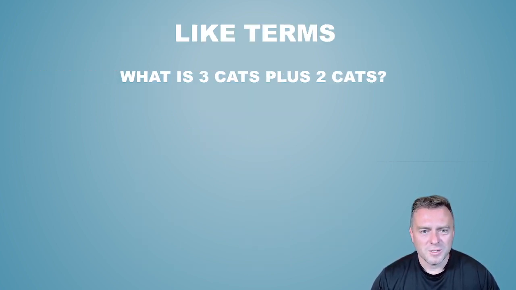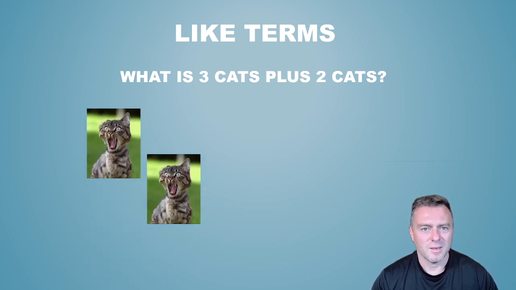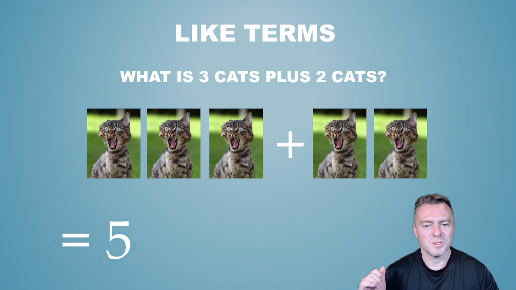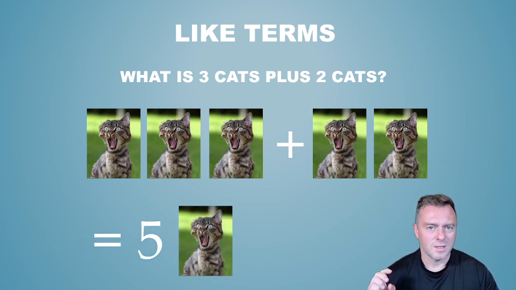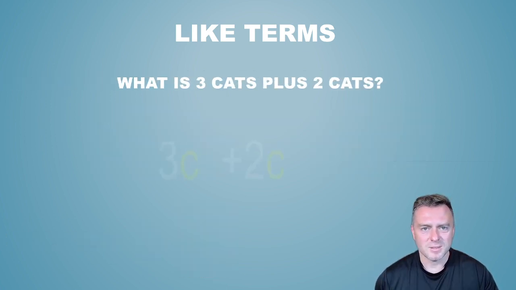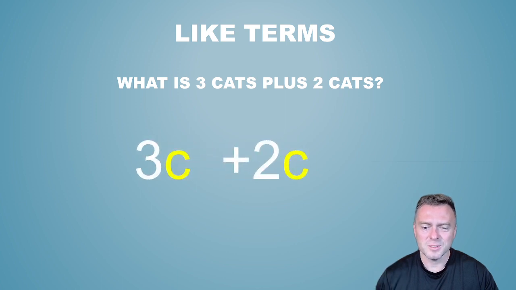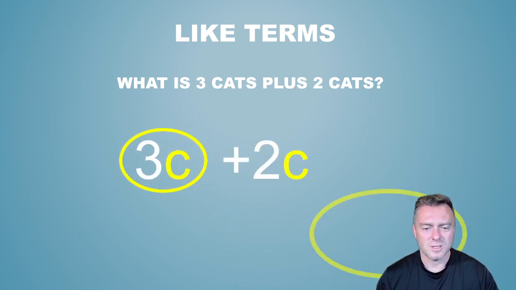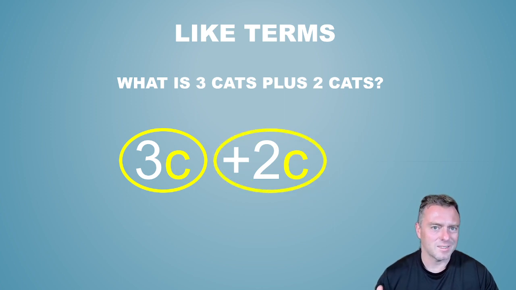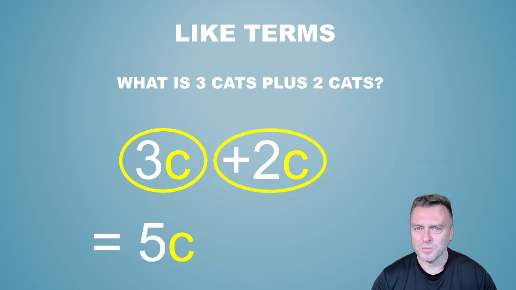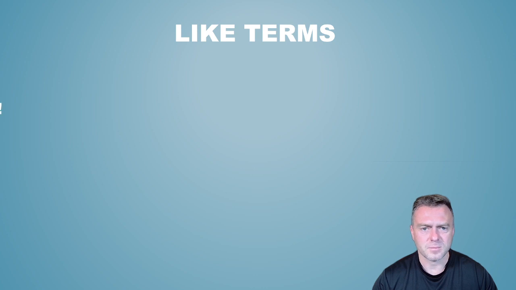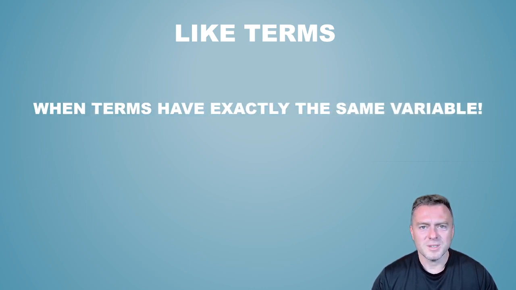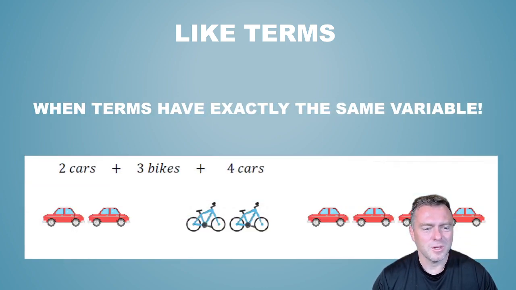So then we looked at like terms before. So we've done this example. So 3 cats plus 2 cats. As long as they're both cats, we can merge that together and get 5 cats. So same when we deal with letters. If we have 3C plus 2C, because the C is exactly the same, we can merge those together. Because those terms are exactly the same, we can put those together, which is really, really important. So when the terms are exactly the same and have the same variable, you can merge it.